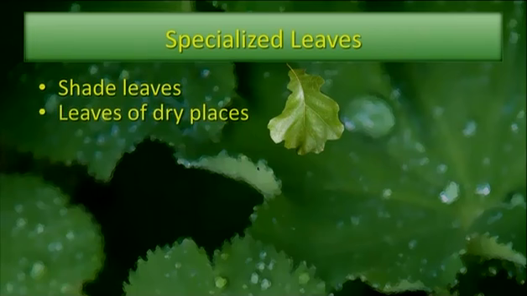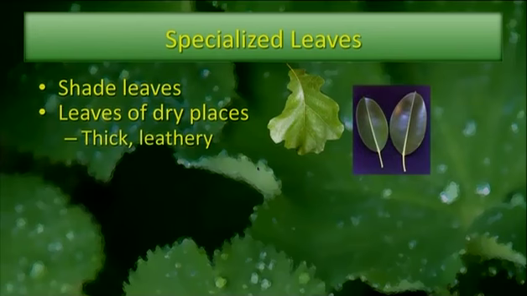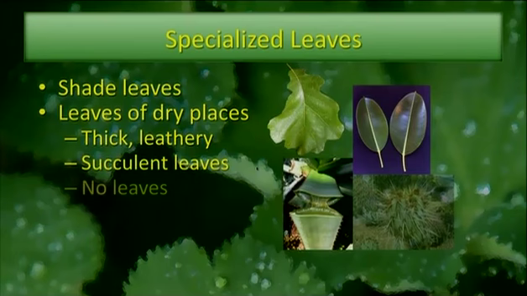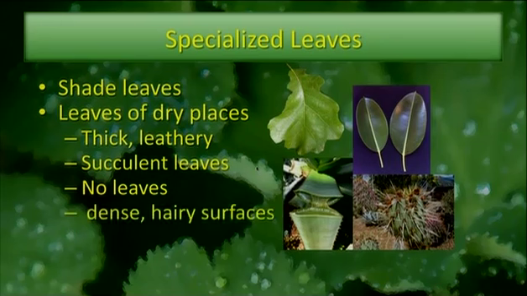The leaves of dry places are adapted to limited water, wide ranges of temperatures, and high light. They've developed adaptations so they can thrive in these dry environments, such as thick, leathery leaves like this ficus, succulent leaves like this aloe, no leaves and spines instead like this cactus. And in some cases, you have dense, hairy surfaces, like you saw in that kukui leaf.